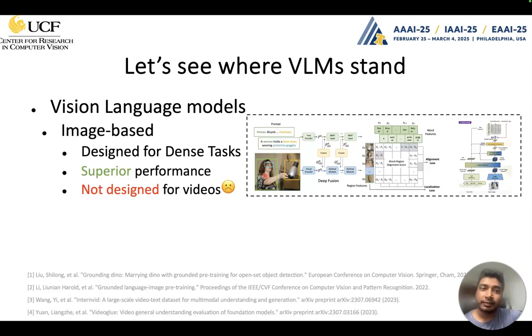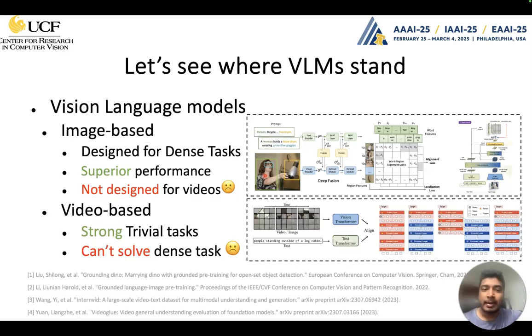Looking into visual language models, there are two aspects, image and video. On the image aspect, they are designed for dense tasks such as object detection and image segmentation, and they also have very superior performance as against very specialized models. On the right side, we show two models which are state of the art for object detection. However, the issue with these models is they're not designed for videos.